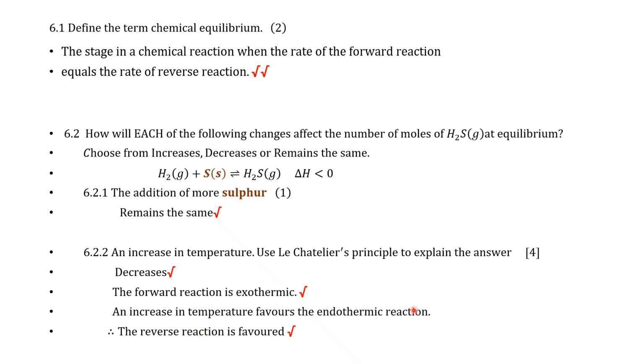So an increase in temperature favors the endothermic reaction, so the reverse reaction is favored. Right, so that is my 1, 2, there I forgot the red tick, but 3, 4 marks. So I hope you follow, hope you understand. So that's some basic theory. Now let's go to calculation questions.